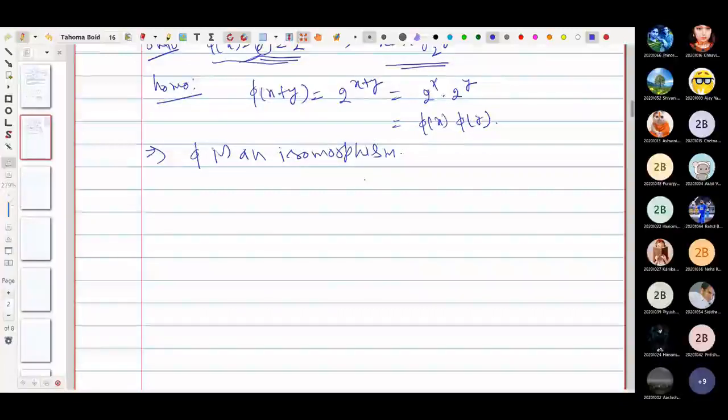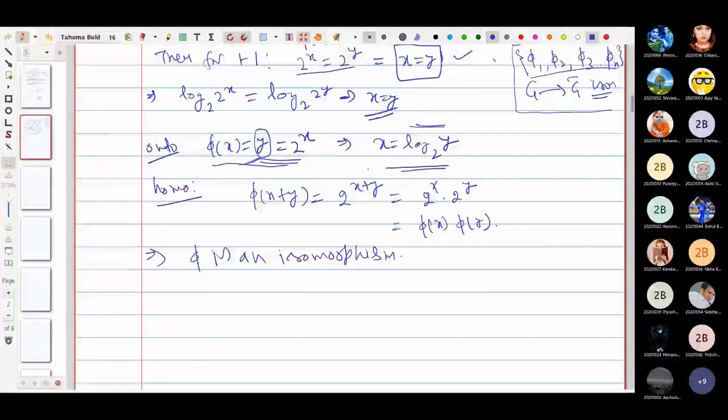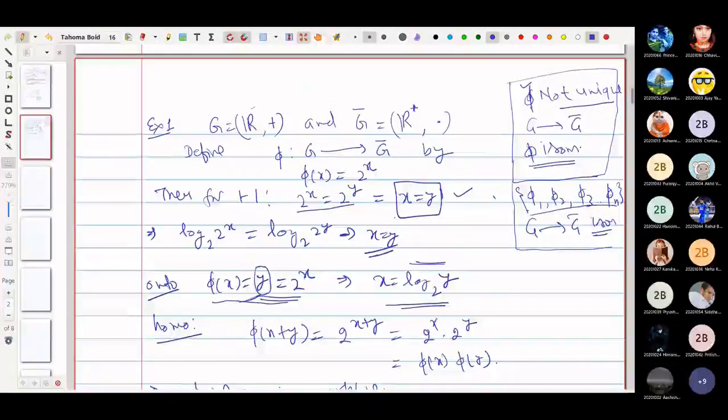Do you have any idea? Can you define some more function from G to G bar in this example so that that function becomes an isomorphism? Any example? Any other function? Any quick reply? Yeah, please. Tell me. Can you define this like phi of x equals 5 to the power x? Yes, sir, we can.